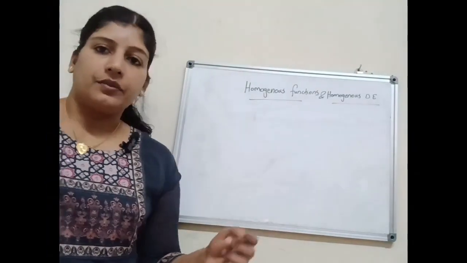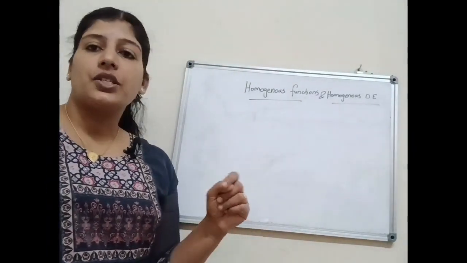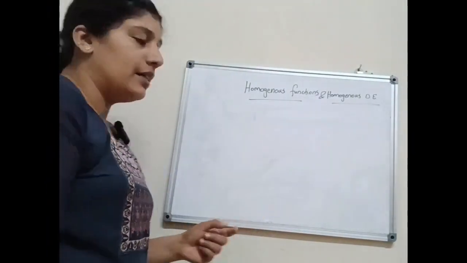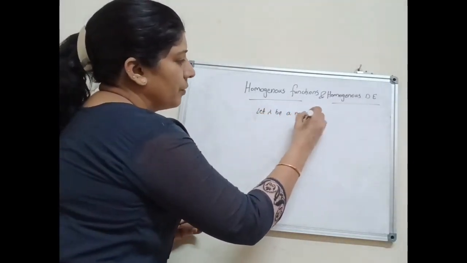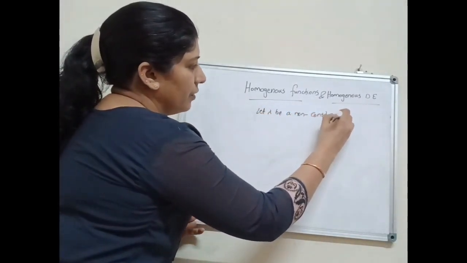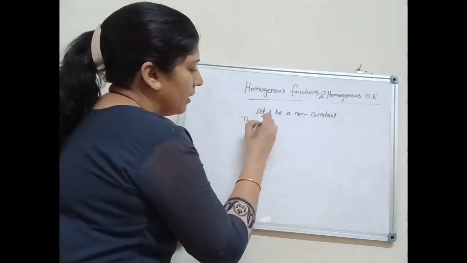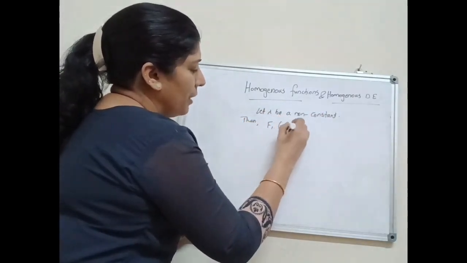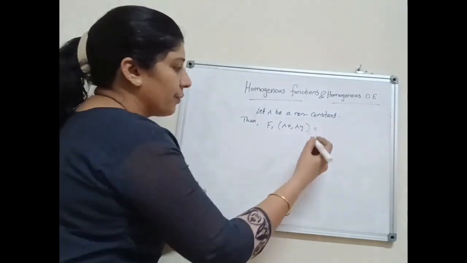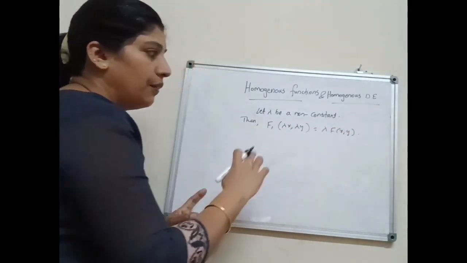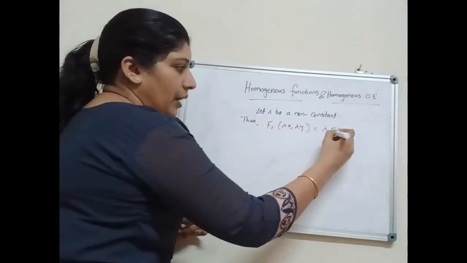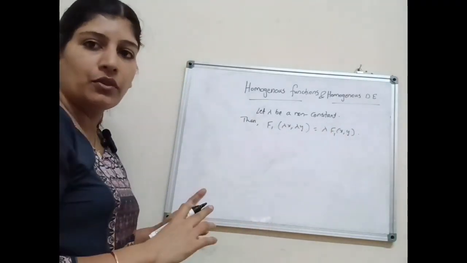Next, how can we check whether the given function is homogeneous or not? Let lambda be a non-zero constant. Then we can check f1 of lambda x, lambda y equal to lambda into f of x, y. If it is satisfied, then we can say the function f1 is a homogeneous function.